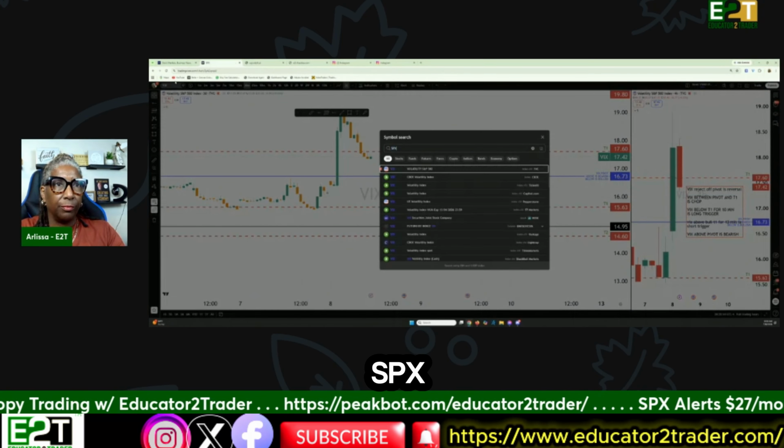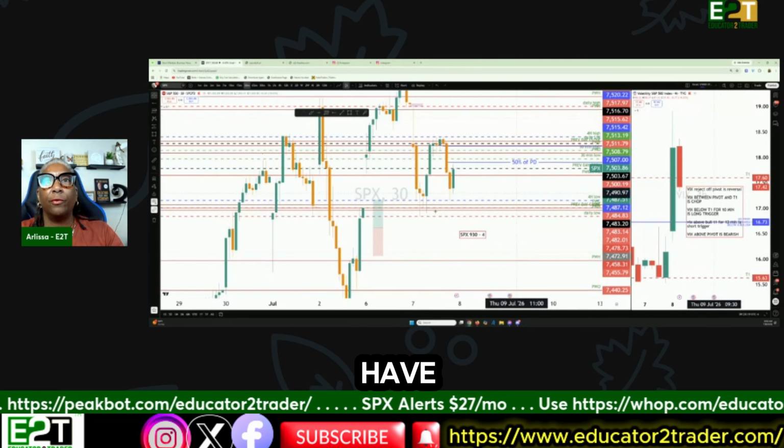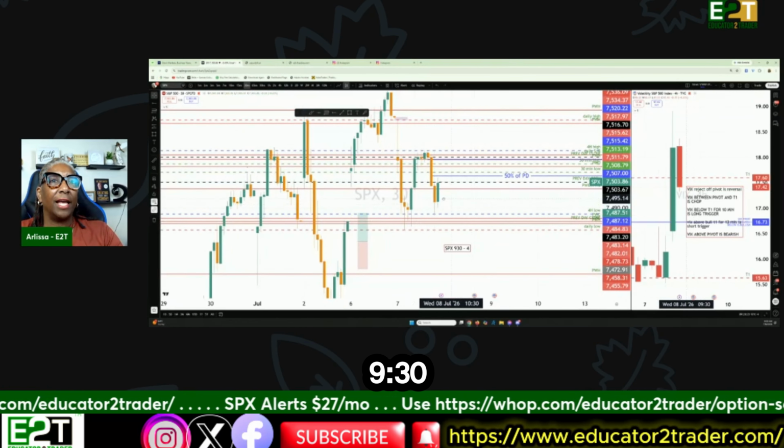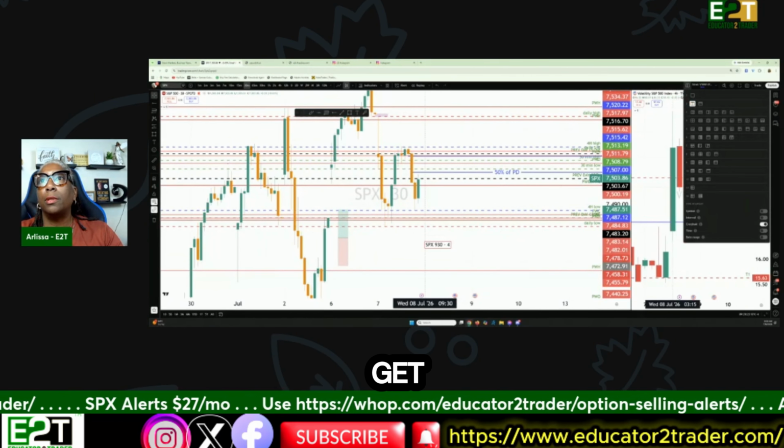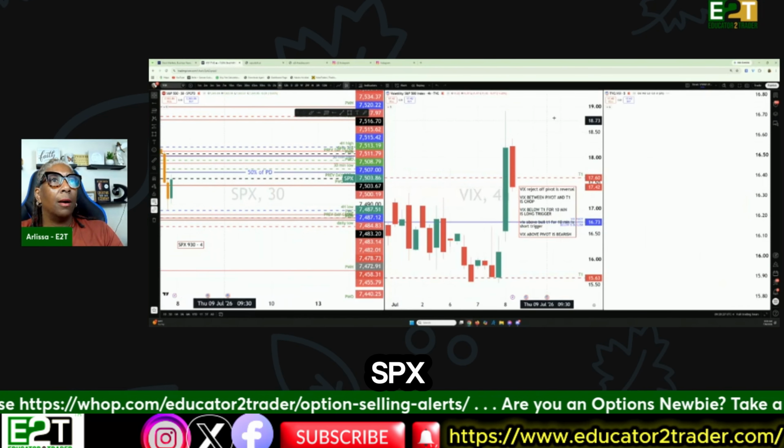I'm looking at SPX. And I sometimes will put 3 and put 4 over here. Sometimes I have SPX that is the 9:30 to 4. I have that up. Let me get my third window. And then I also will have SPX all night.